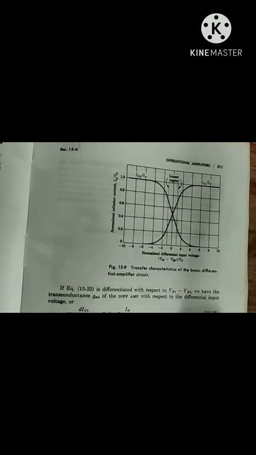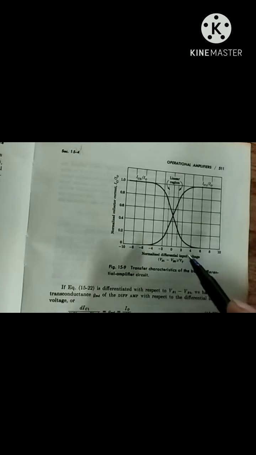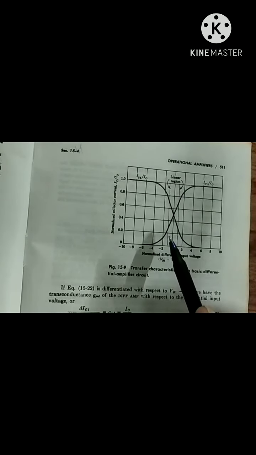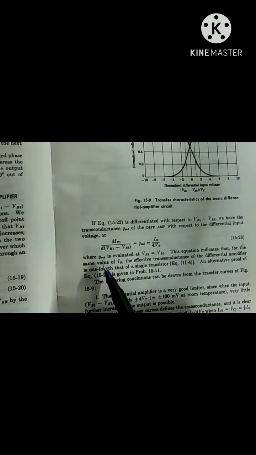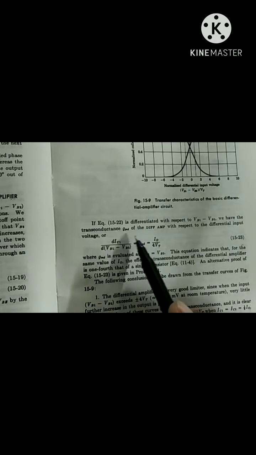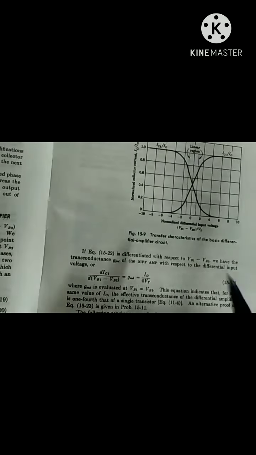If we now provide the transfer characteristics, which are VB1 minus VB2 divided by VT against IC by I naught, we can see this type of behavior. GMD, as I have told you, is the transconductance of differential amplifier. So what are the conclusions that can be drawn from these transfer curves of figure 15.9?